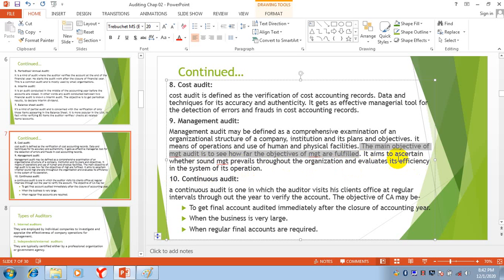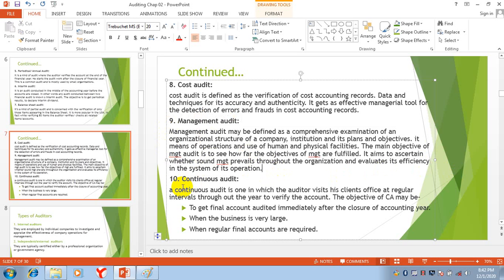And we are checking whether the management is efficient in the operations or not, in different operations of the organization, whether the management is efficient and effective or not. So in management audit, we are just checking the management, whether it is effective and efficient or not. We are checking the efficiency and effectiveness of the management of the organization.